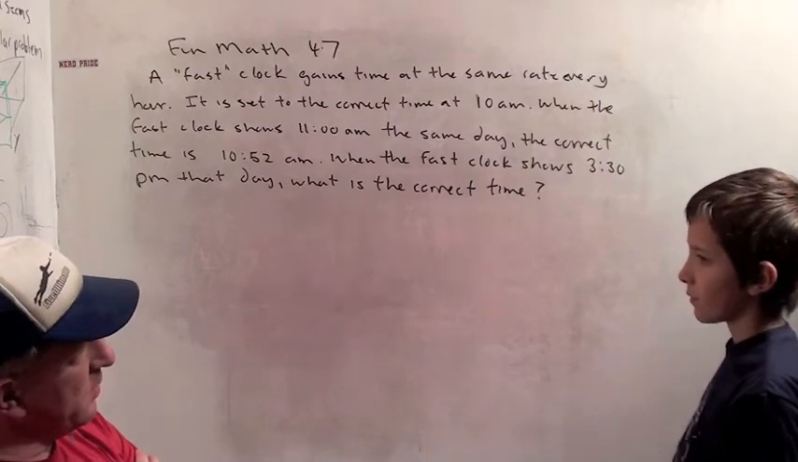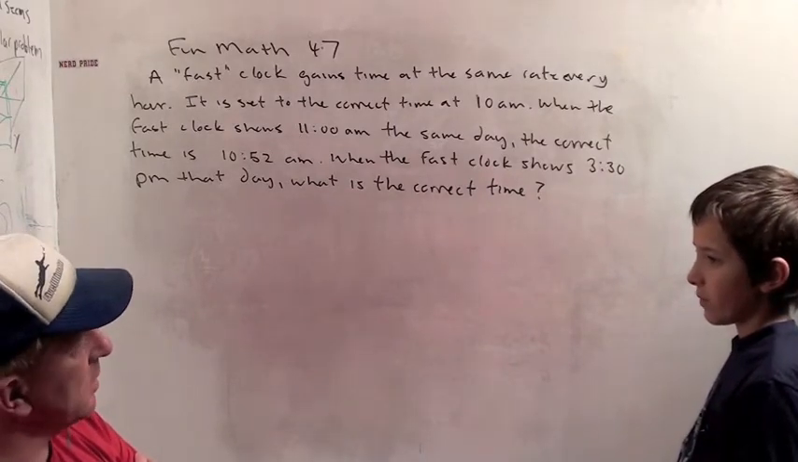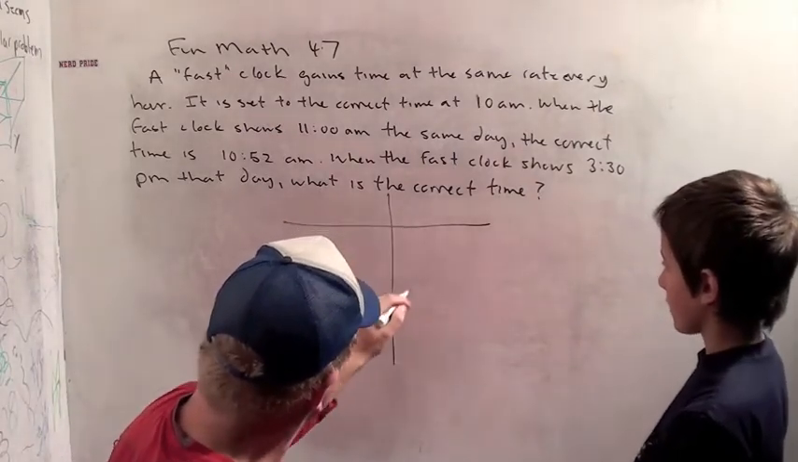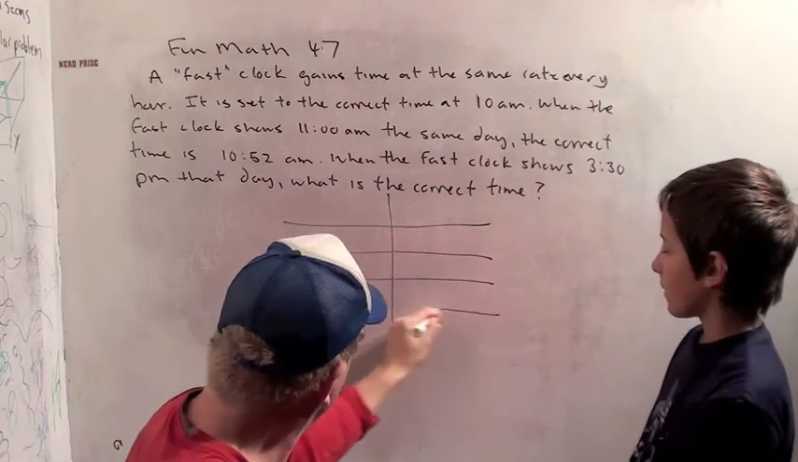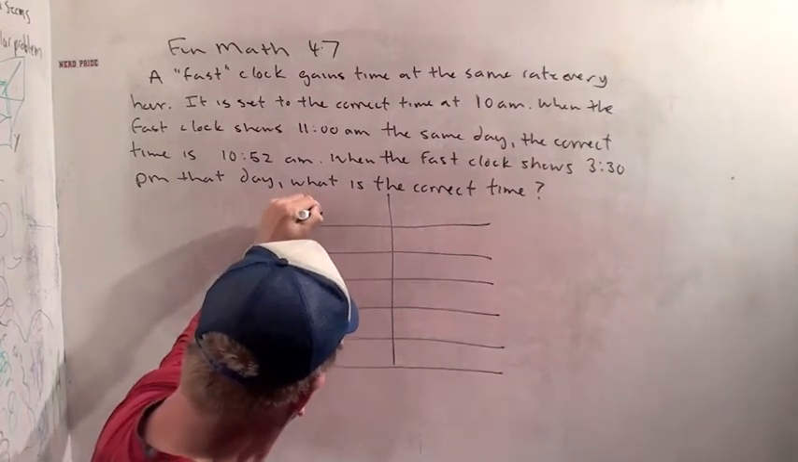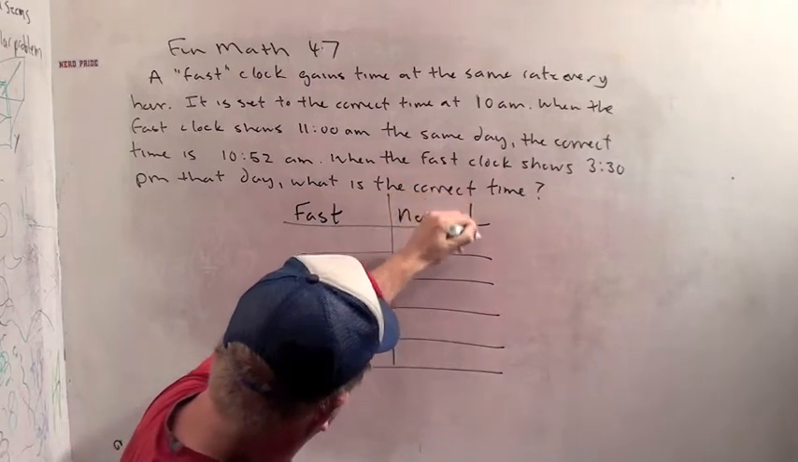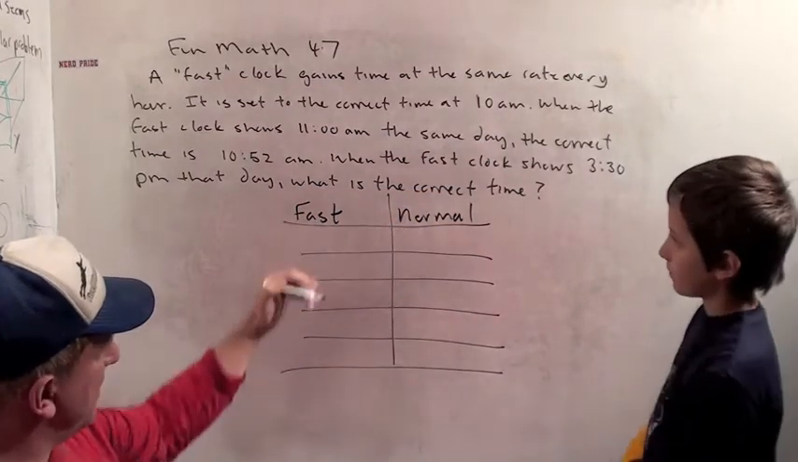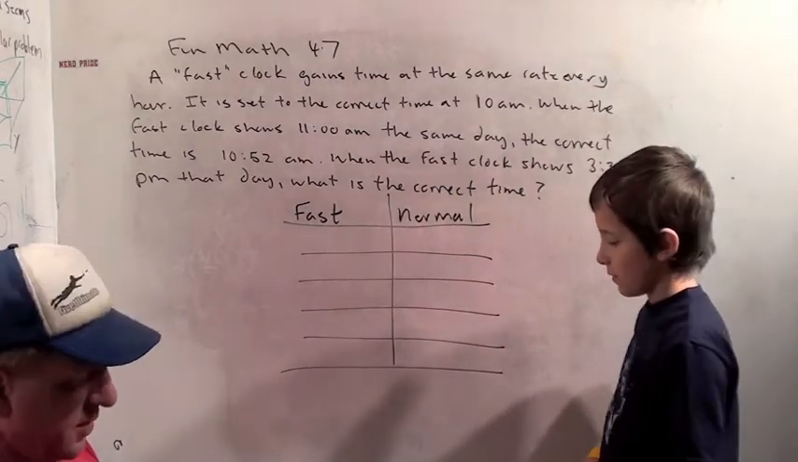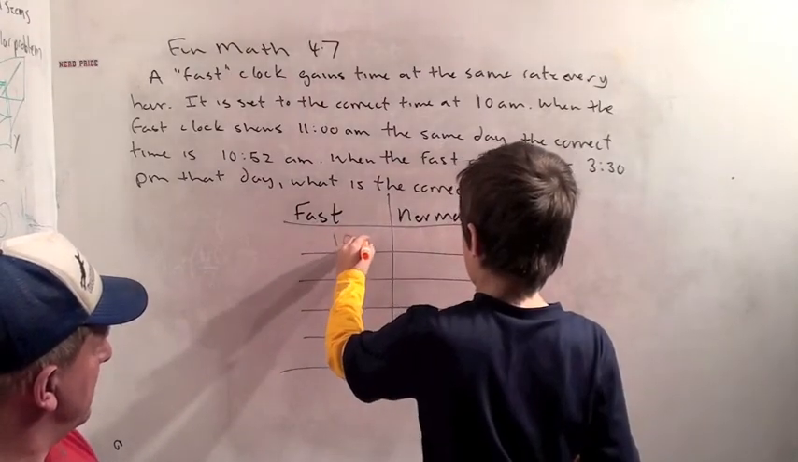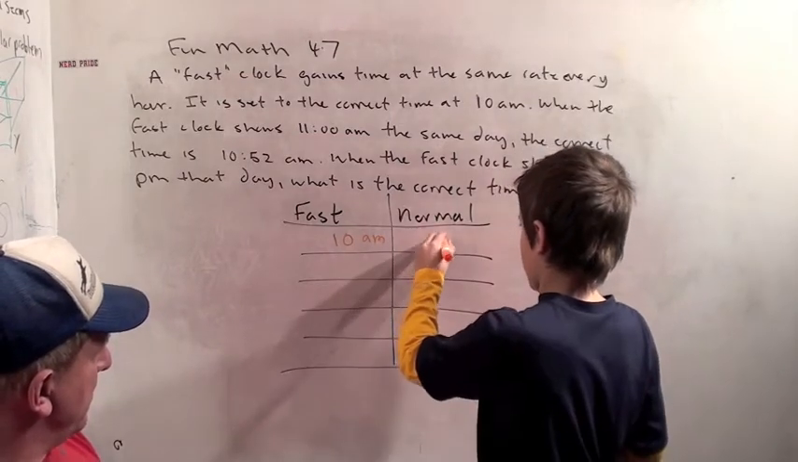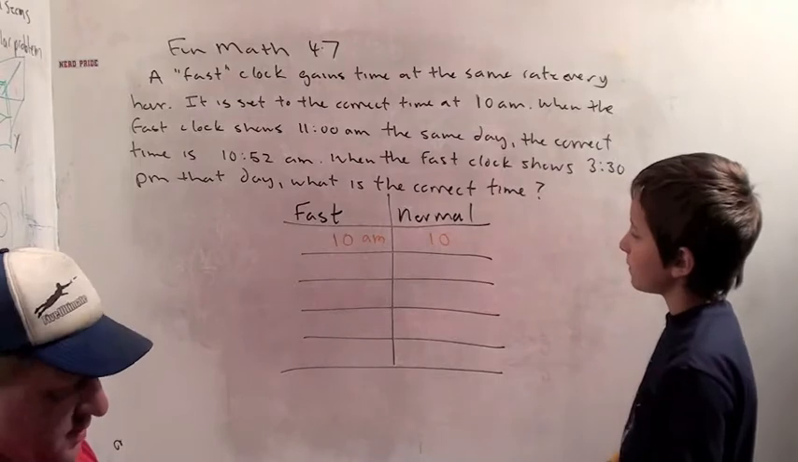What do you think is a good way to approach a problem like this? Make a chart. We've got the fast clock and the normal clock. So what's the first thing we know about the fast clock? We know that it's set to the correct time at 10 a.m. So we put 10 in the chart first. It's okay to skip the AMs if you want. And the normal clock is 10. What's the next thing you know?